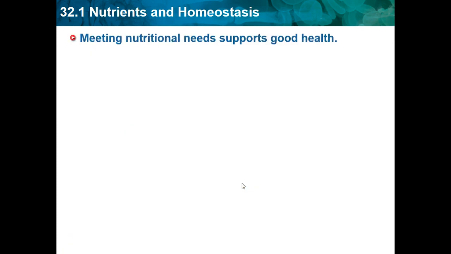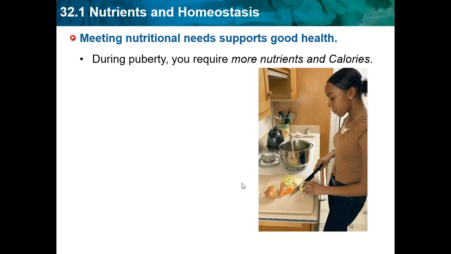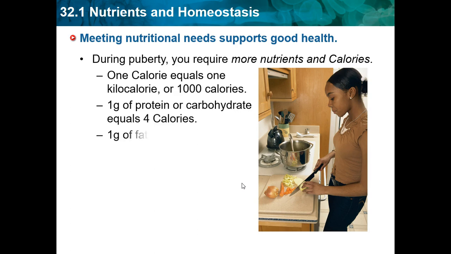So, meeting nutritional needs supports good health. So, for us to be in good health and have good homeostasis, we need to eat all of those 6 nutrients. So, during puberty, you require more nutrients and calories. So, basically, during your teenage years, 1 calorie equals 1 kilocalorie or 1,000 calories. 1 gram of protein or carbohydrates equals 4 calories. 1 gram of fat equals 9 calories, and you do not need to know any of these numbers.